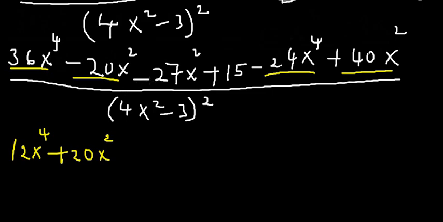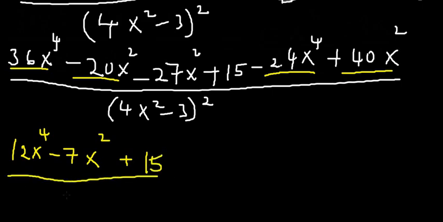Then, we also have another x squared, that is negative 27x squared. So when you put all these like terms together, we're going to have negative 7x squared, and then plus 15, and then all over (4x squared minus 3) squared. So using the quotient rule, that will be the answer.